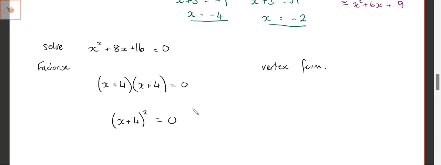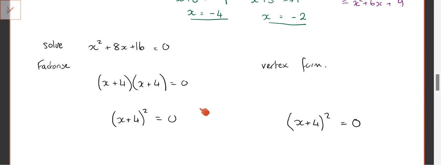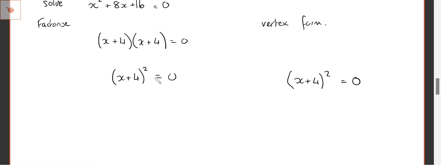And then you'll notice that actually writing a perfect square in that way is just vertex form. But there's no plus or minus bit, right? Because it's already there. So perfect squares are nice like that. So we actually end up with the same thing. And in this case, if we look at it like this, what are the solutions? Well, we only have to solve x plus 4 equals 0.